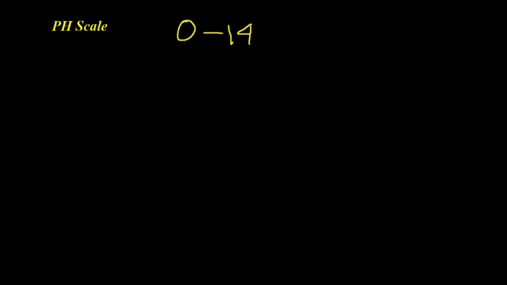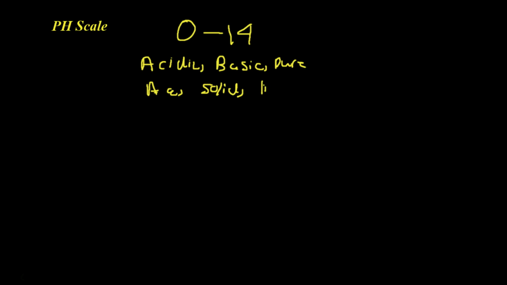And what it pretty much tells us is if something's acidic, basic, or pure. And it can also help us if something's aqueous, solid, or a liquid, for example. And sometimes it can even help us determine a gas. And pretty much, this is the main purpose of the pH scale. It just pretty much is the concentration of hydrogen to hydroxide ions.